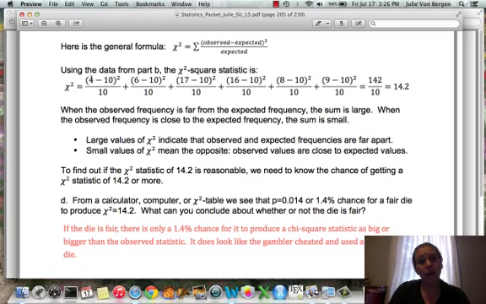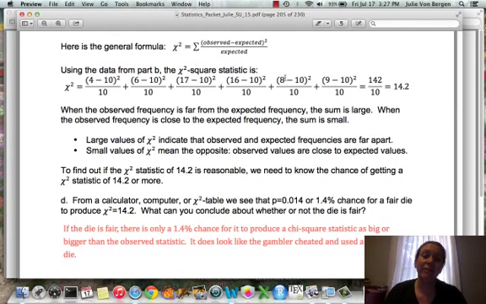Chi-squared equals 4 minus 10 squared divided by 10 for the number of times the 1 face came up. Remember, the 1 face came up 4 times. The 2 face came up 6 times, so we calculate 6 minus 10, square that, divide by 10. The 3 face came up 17 times, so we calculate 17 minus 10, square that, and then divide by 10. The 4 face came up 16 times, so we calculate 16 minus 10, square that, divide by 10.